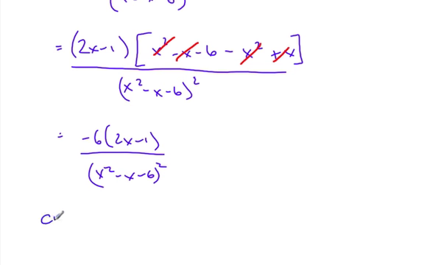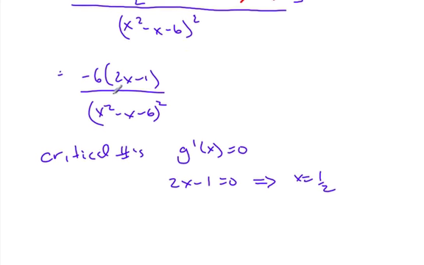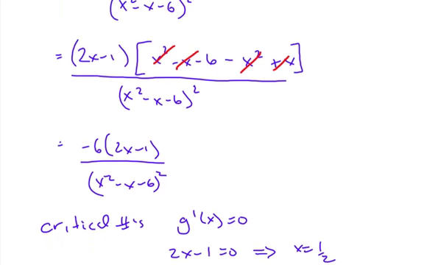So to find the critical numbers now, I set the derivative equal to 0. When I do that, I get 2x minus 1 is 0, which tells me that x equals 1/2. Now, the denominator is not defined at x equal to 3 and negative 2, I believe it is. So I only have one critical number, x equal to 1/2.